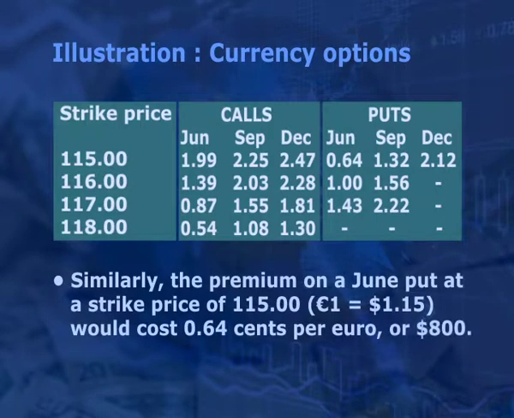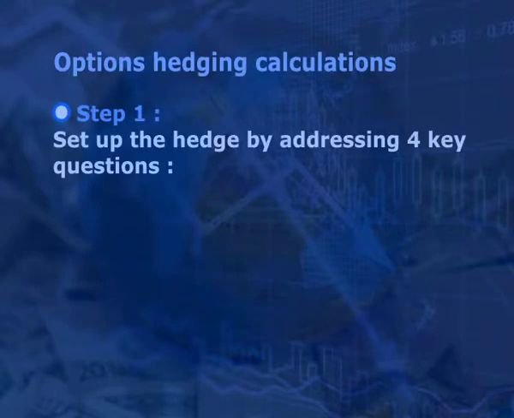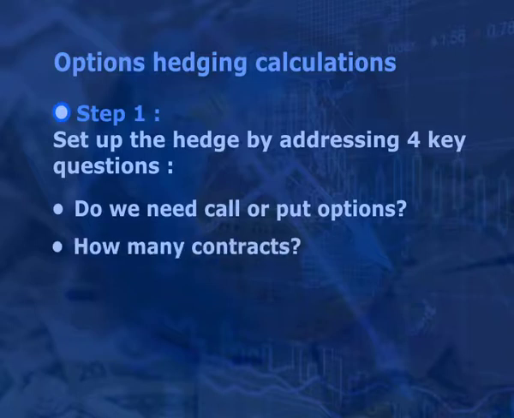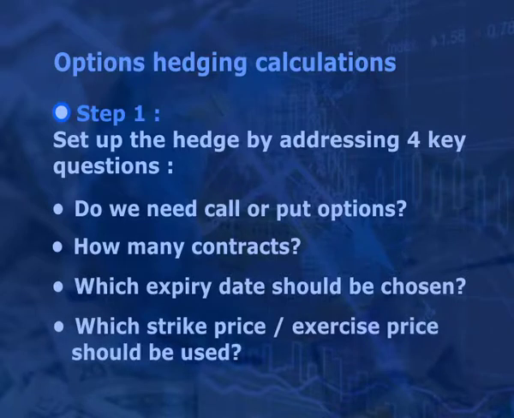Similarly, the premium on a June put at a strike price of 115, that is, €1 is equal to $1.15, would cost 0.64 cents per euro or $800. Options hedging calculation. Step 1. Set up the hedge by addressing four key questions. The first one, do we need call or put options? Second, how many contracts? Third, which expiry date should be chosen? And fourth, which strike price or exercise price should be used?